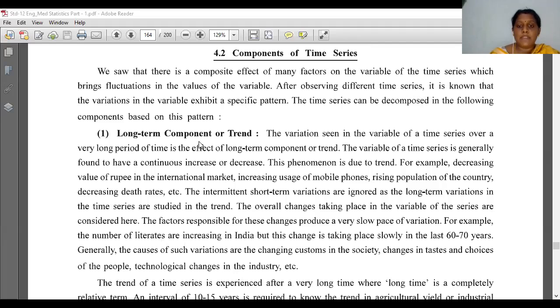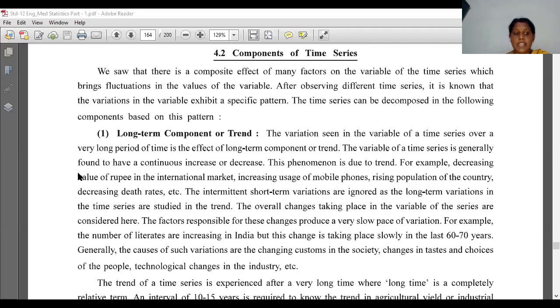First point is the long-term component or the trend. See that paragraph: the variation seen in the variable of a time series over a very long period of time is the effect of the long-term component. The variation is seen for a very long period of time, that is called a long-term component. The variable of a time series is generally found to have a continuous increase or decrease. The phenomenon is due to the trend.